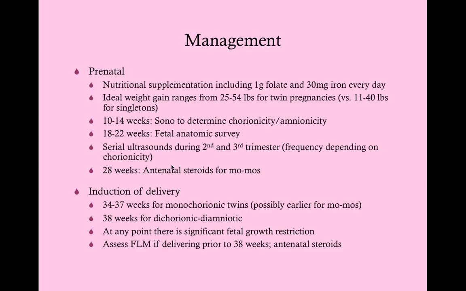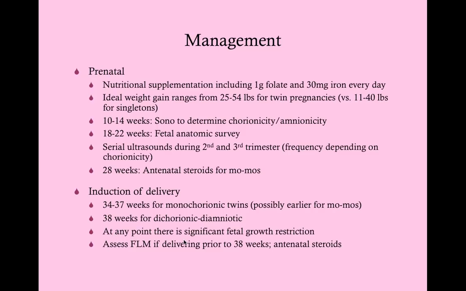At 28 weeks for Momo twins, we give antenatal steroids always at 28 weeks because the risk of delivering imminently is so high. We want to make sure that we've got antenatal steroids on board so that their lungs are developed before they are delivered. Induction of delivery should be done at 34 to 37 weeks for monochorionic twins, possibly towards the earlier end of that or even earlier than 34 weeks for Momo twins, and probably more towards 37 for Modi twins. 38 weeks for di twins. So these are elective inductions.